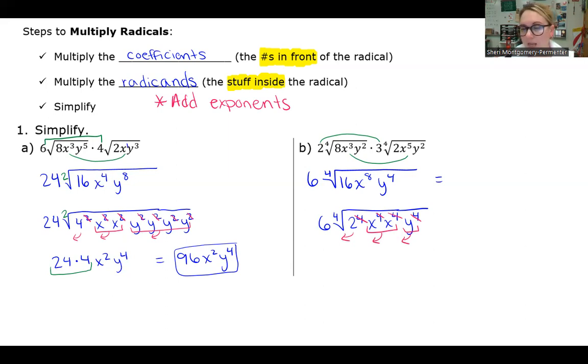That doesn't mean that it always happens. It just so happens on these two problems. The number that you bring out into the front will multiply. So this becomes 6 times 2. The 2, when it comes out into the front, multiplies the 6. So that's how I get 12.